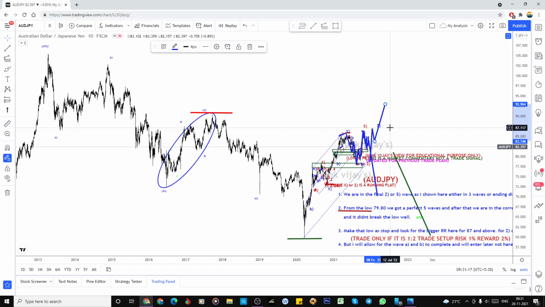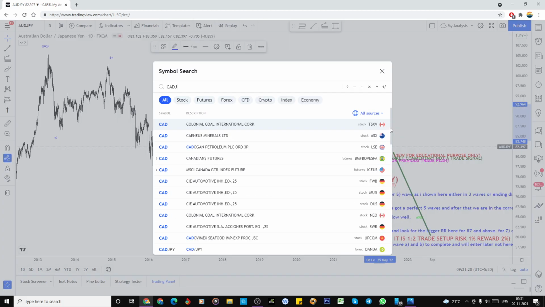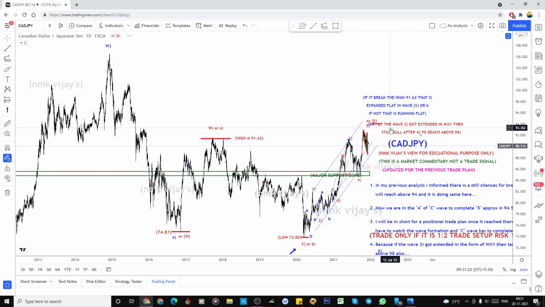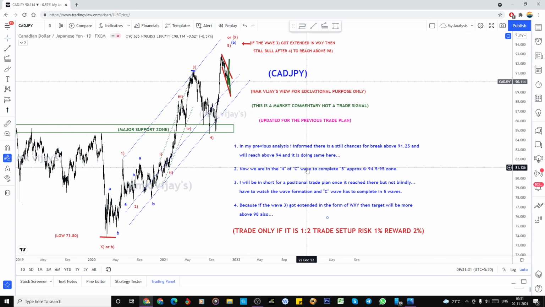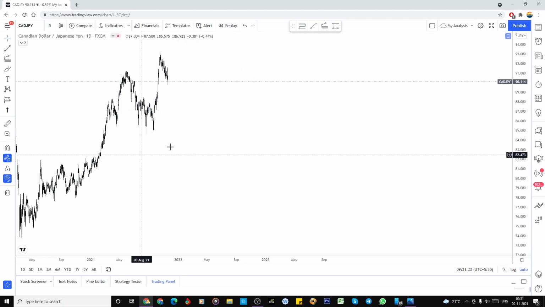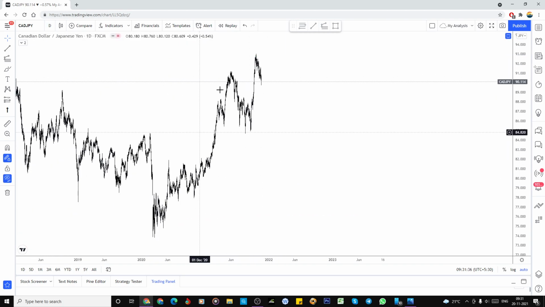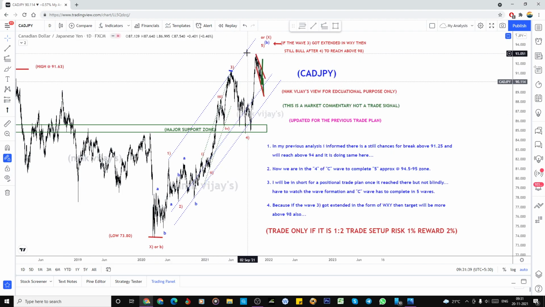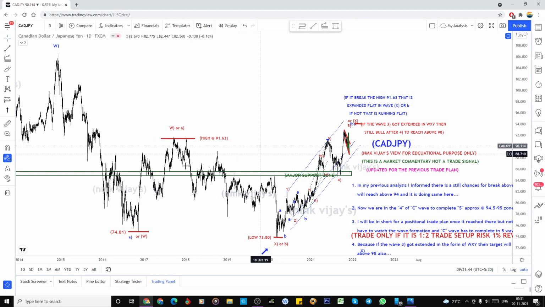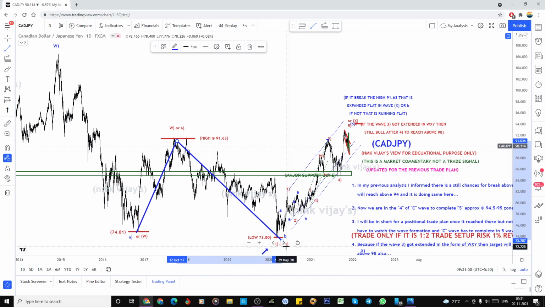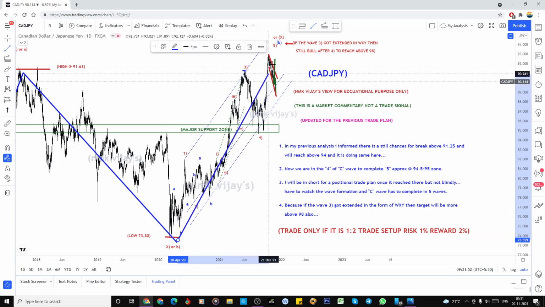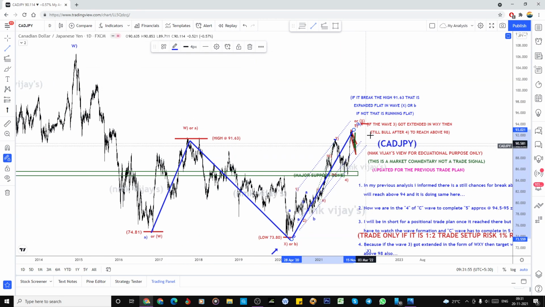So let's move on to CAD JPY. One second, yeah. So CAD JPY is the same view. It's already broken the high. So whether it is considered as a 5-wave structure got completed and it is in the downtrend, and it has already done one bigger ABC, A, B, and C. So from here still there is a lot of chances for making one more high.